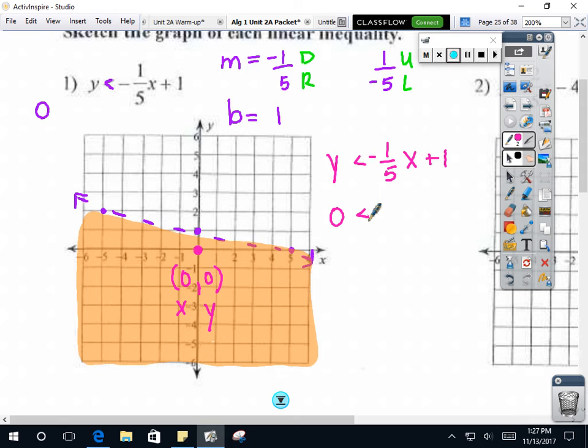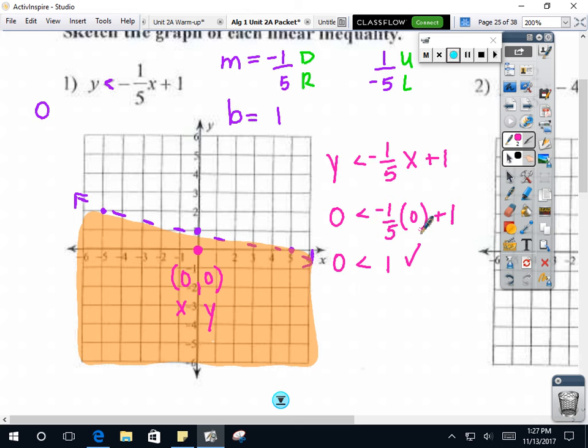So 0 is less than -1/5 times 0 plus 1. That becomes 0 is less than what? What will that become? 1. Because think about it. Anything times 0 is 0. 0 plus 1 is 1. Is that a true statement? Is 0 less than 1? Yes.